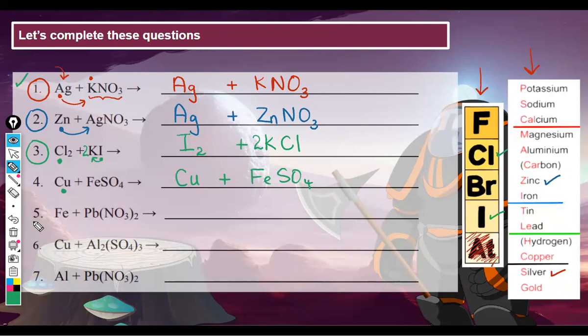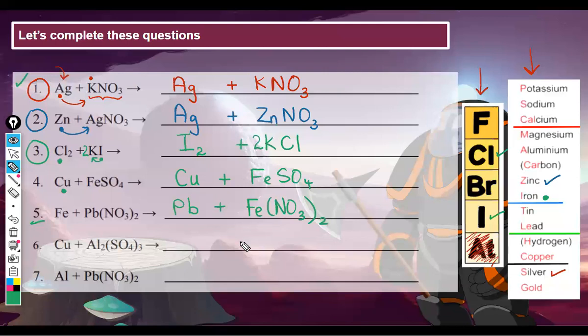Number 5. Iron and lead. Those are the 2 competitors, iron and lead. But for number 5, iron is higher than lead. Look at it. Iron is higher than lead. So iron can displace lead if it wishes. So the lead gets pushed out and the iron what? Takes its place. So this one actually has a reaction, number 5.